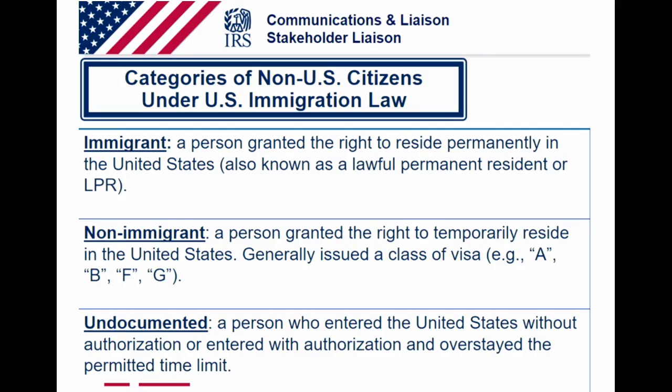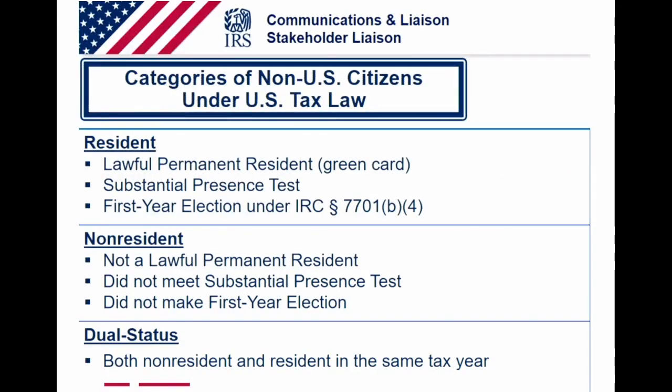An individual that is classified as an immigrant is one who is granted the right to permanently reside in the United States and is commonly referred to as a lawful permanent resident, or LPR. And this is also known as a green card holder. So a non-immigrant under immigration law is someone who has been granted the right to temporarily stay in the United States, usually on a visa. And an undocumented individual is someone who has either overstayed their visa or who entered the United States without authorization.